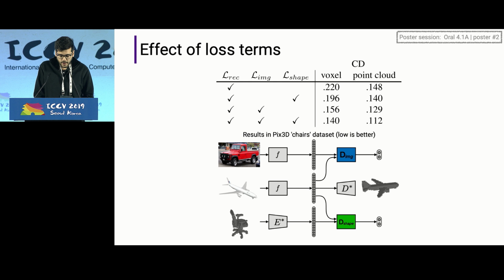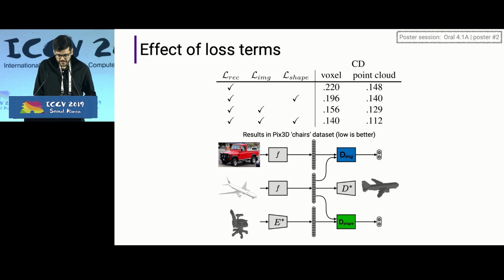Now we show how the different losses affect the reconstruction performance. Here we measure results with chamfer distance, meaning that lower is better. The first row is the baseline, which is simply reconstruction from synthetic images. When we consider only the shape prior constraint, we don't get any considerable improvements. The image domain confusion, on the other hand, already provides a big boost in performance. And finally, when considering all the losses together, the performance is improved by a large margin in both the 3D representations tested.